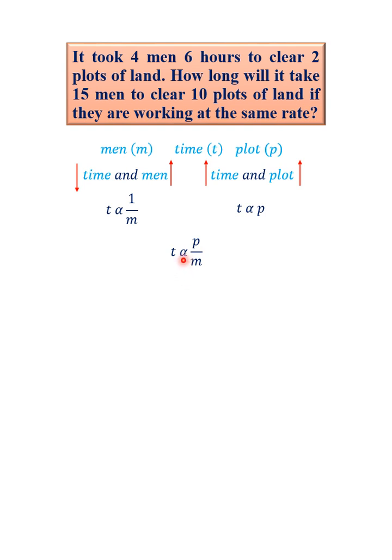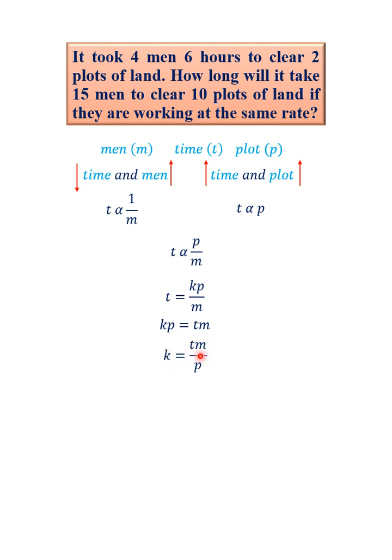We change the proportionality sign to an equation sign, and it becomes T equals Kp all over m, where K is a constant. To obtain K, we cross multiply. Kp is equal to Tm. To obtain K, we divide both sides by P, so that K is equal to Tm all over P.